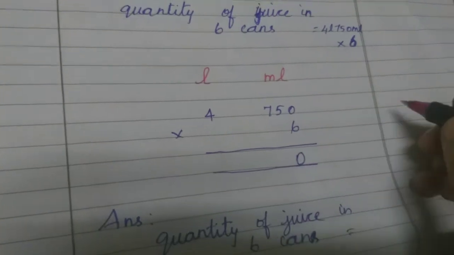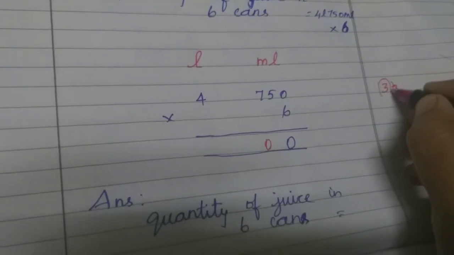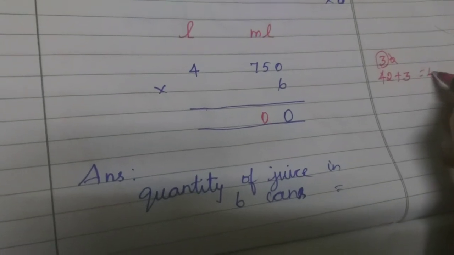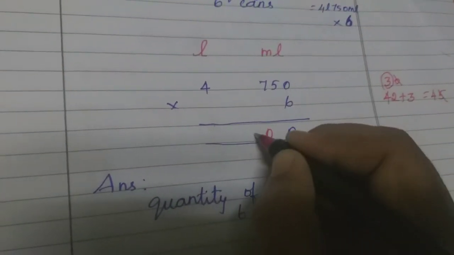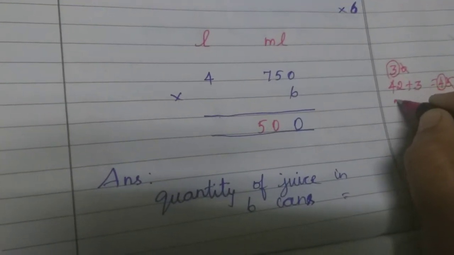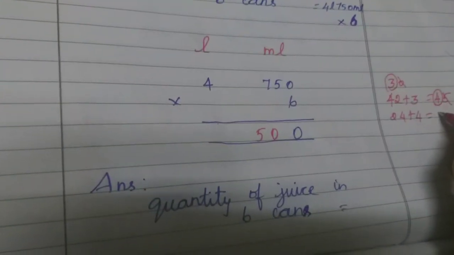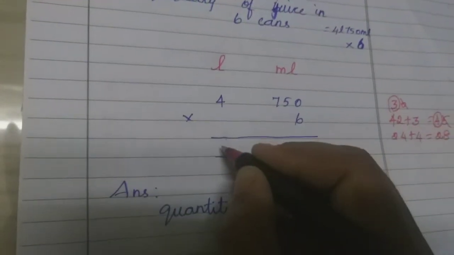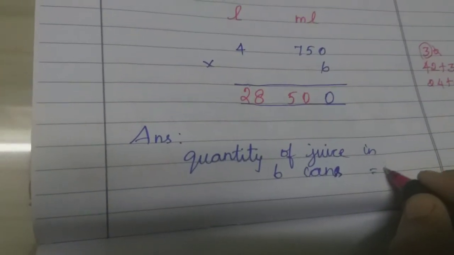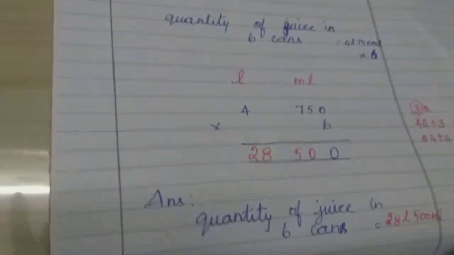0 times 6, 0. And 5 into 6, 30. You cut 0. And 3 circle it. 7 into 6, 42. And above circle number is there. So 45. In that 45, cut 5. And circle the 4. And last 4 into 6, 24. And here one circle number is there. With that circle number, add it. So we got the 28. So 28 is in the liter part, isn't it? So the answer is 28 liter 500 milliliter.